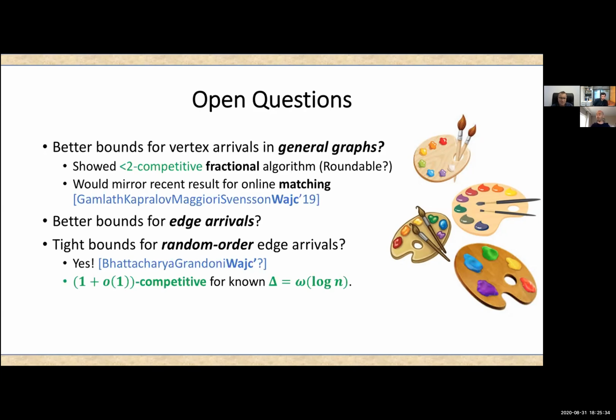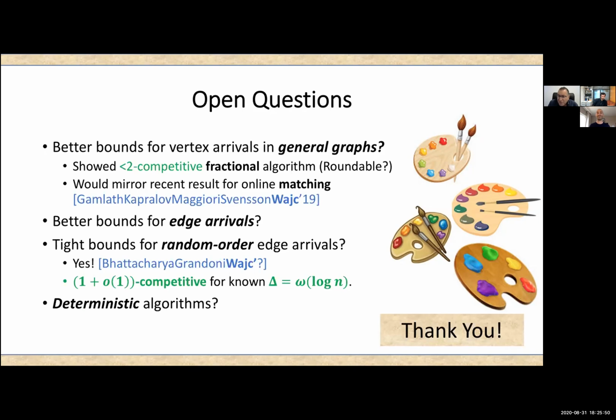Finally, let me point out that all the positive results known for online edge coloring are randomized algorithms, and the natural question is, can you do anything without the use of randomization? Okay, I think that's my time, so thank you. I'll open the floor for questions.